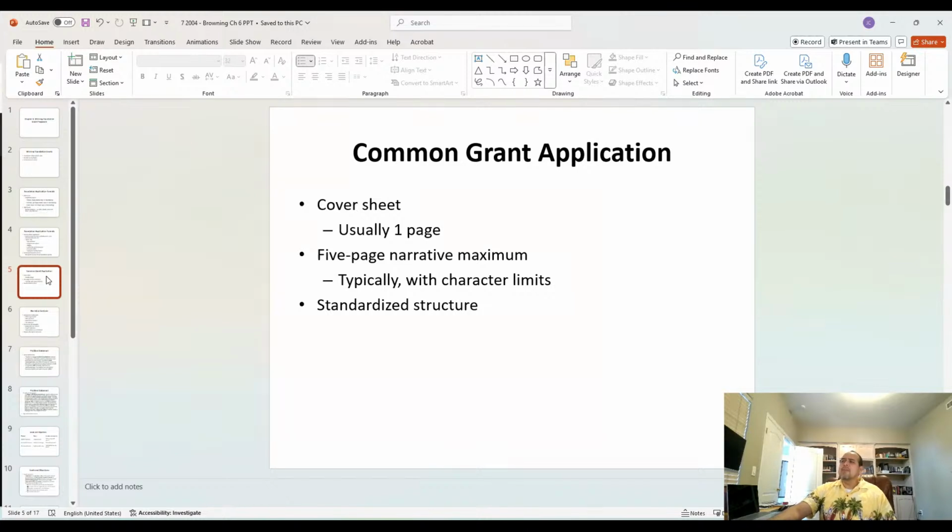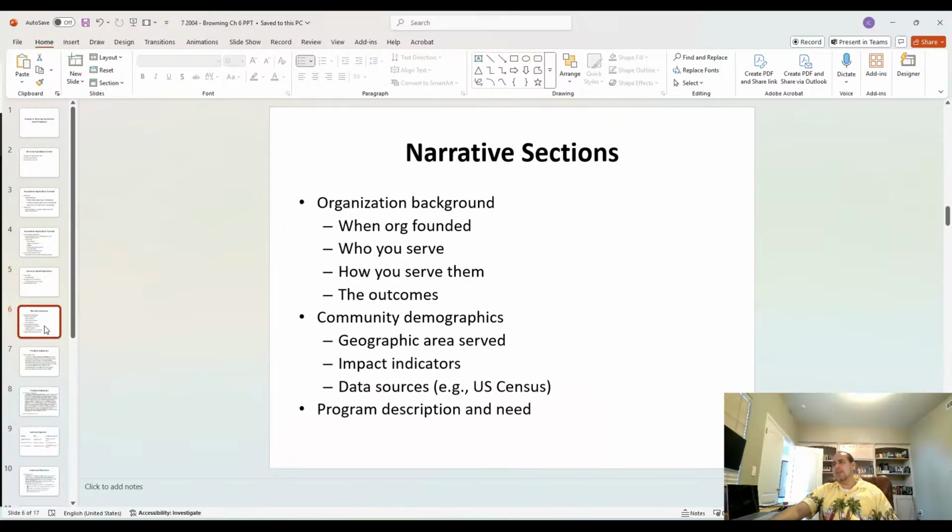And then you have a 5-page narrative maximum, which is typical. Again, sometimes more, sometimes less, but 5 pages is pretty typical. What that really means is you don't have a lot of room to write. Five pages may seem like a lot, but in the grand scheme of things, and all the things you're being asked to write about, that really is not very much, to be honest with you. All right, so narrative sections, organizational background. This is the kind of thing they're looking for. How long has the organization been around? This is very standard. Who do you serve?